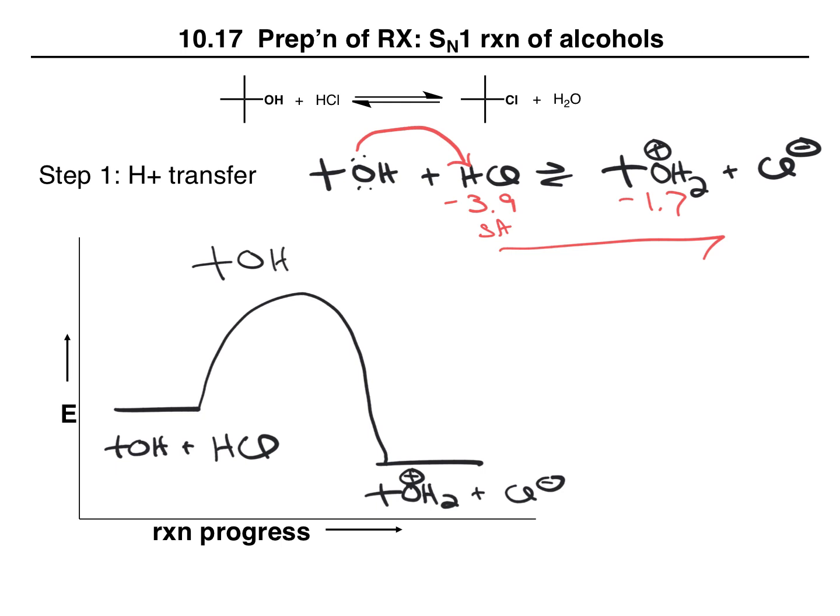So the oxygen is starting to form a bond with the hydrogen. The hydrogen-chlorine bond is breaking. The chlorine is picking up a partial negative charge. The oxygen is picking up a partial positive charge. So we're somewhere along the spectrum where bond forming is happening and bond breaking is happening. So this is approximately what our transition state is going to look like. And then finally, we need to consider our activation energy. So this is the activation energy for step 1.